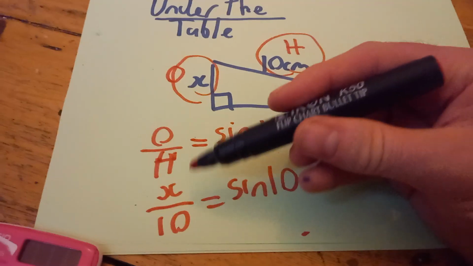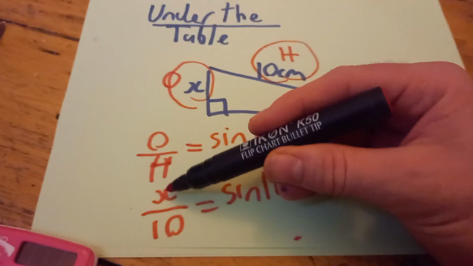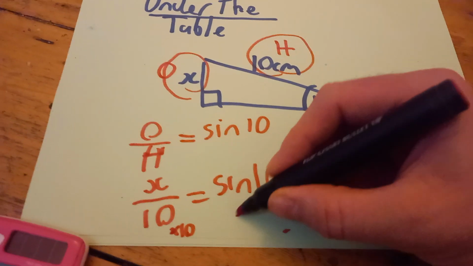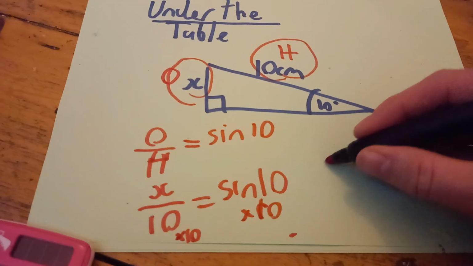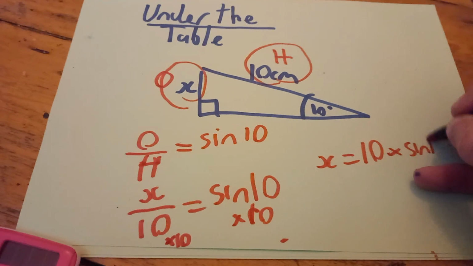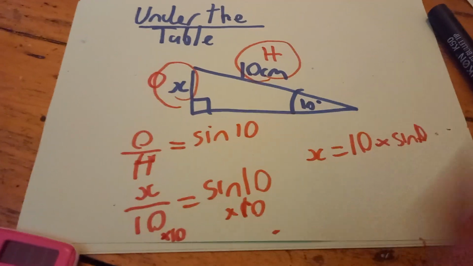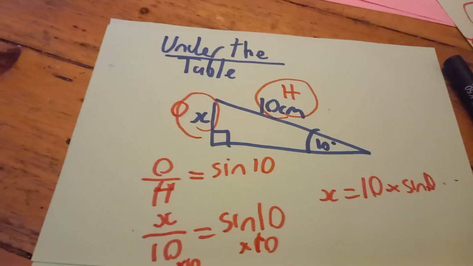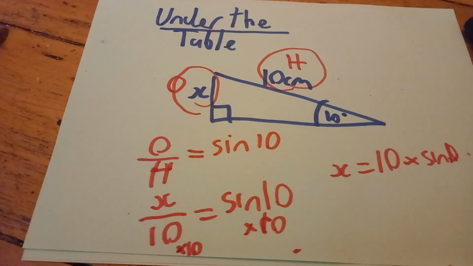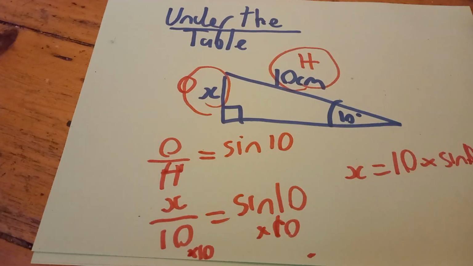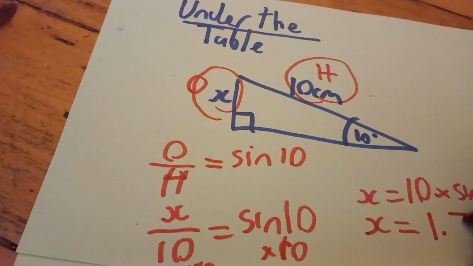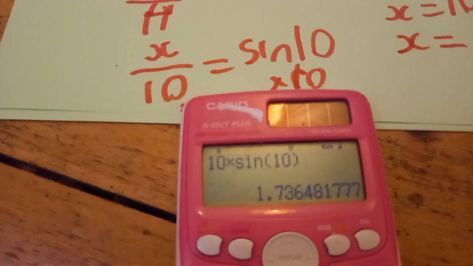Now ask yourself this. Is the x under or on top of the table? It's on top of the table, so there's no need to flip the table around. Let's not lose any previous learning. Times 10, times 10. So x equals 10 times sine 10. This is actually from part 2, this question. It's not a flip the table one because it's not under the table. Okay, so x equals 1.74. I've just typed that into the calculator there.